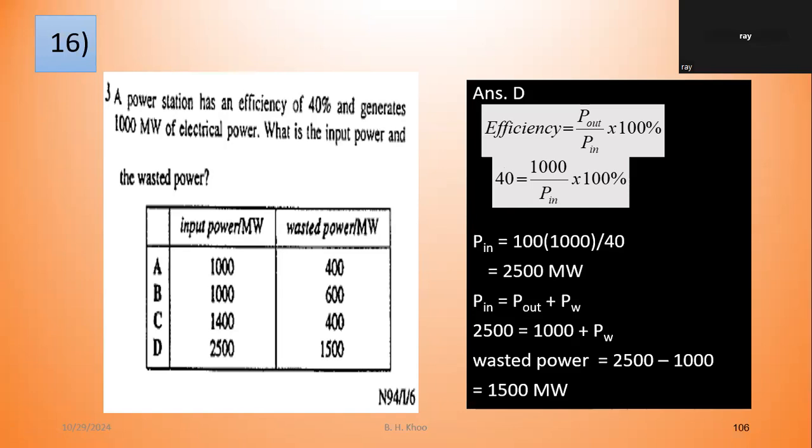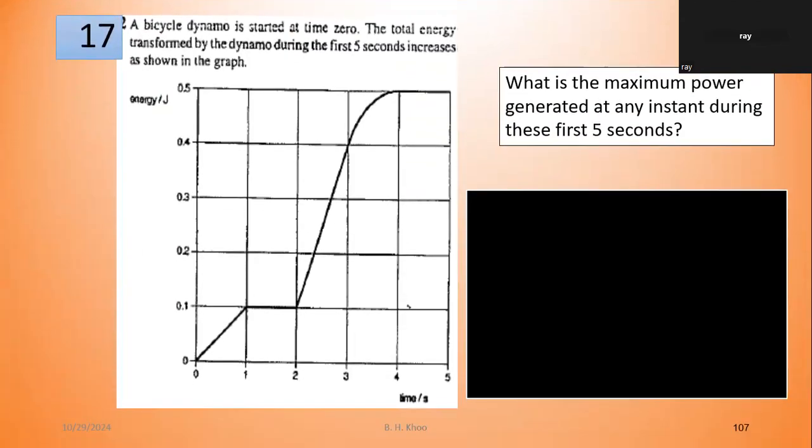Okay, let's go to the next question. This one. A bicycle dynamo is started at time 0. The total energy transformed by the dynamo during the first 5 seconds increases as shown in the graph. What is the maximum power generated at any instant during the first 5 seconds?